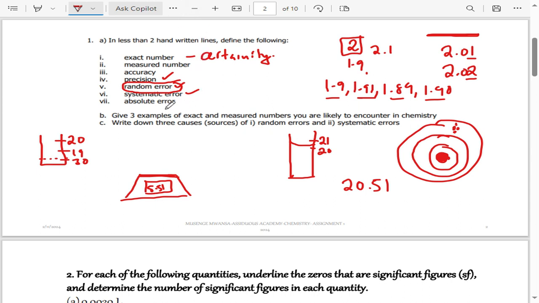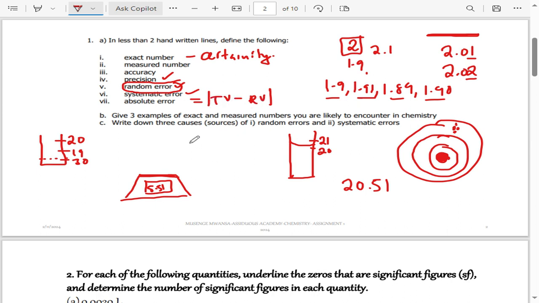How about an absolute error? Absolute error is just the difference between the true value minus the recorded value. And actually, you take the absolute value of that. The absolute value of the true value minus the recorded value.